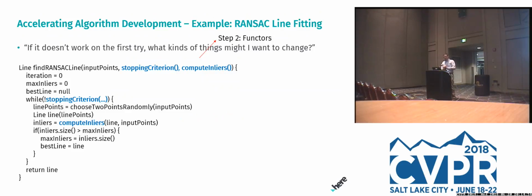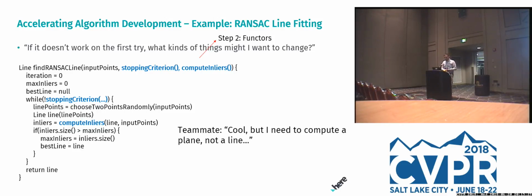So even better is instead of parameterizing on values, you can parameterize on functions, right? This is the idea of functors, or function object types of things. Here we've passed a stopping criterion, so you could bake in that number of iterations to that function when you construct it before you pass it, and a compute inliers function. So very generically, you now have a RANSAC algorithm for line fitting still that can basically do whatever you want, right? And forgive me for oversimplifying, those of you who are really into this stuff know there's plenty of other things you can do with RANSAC.